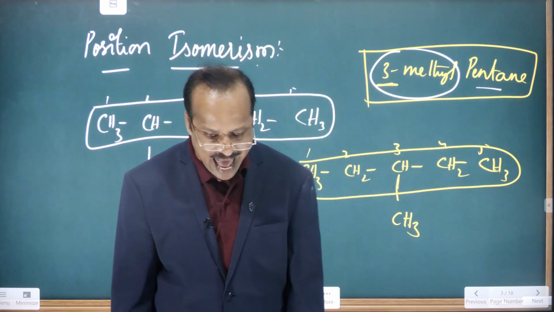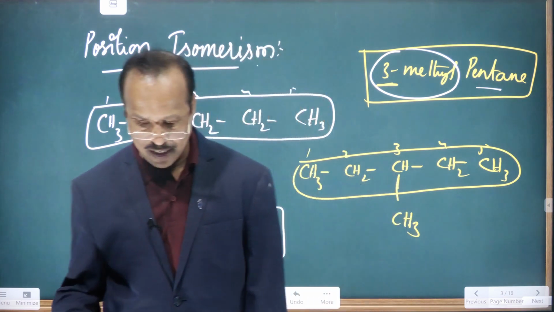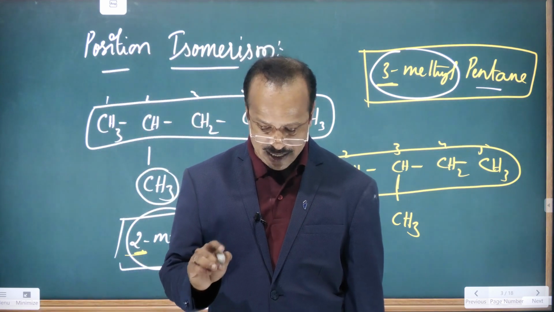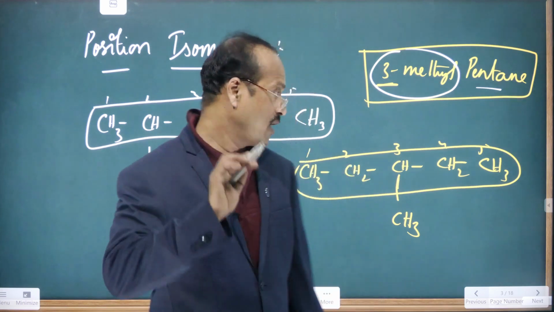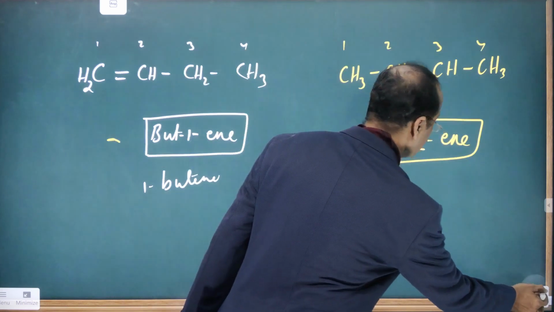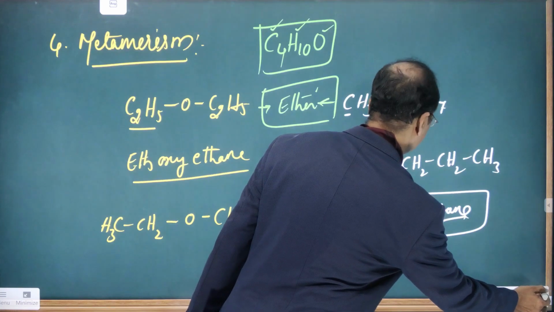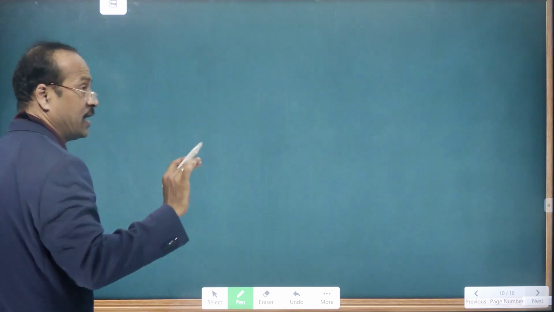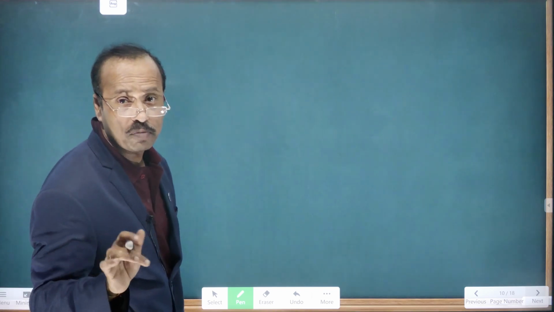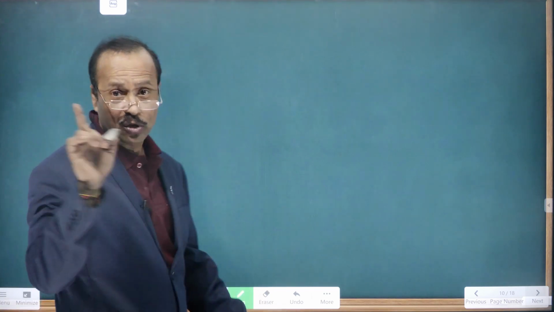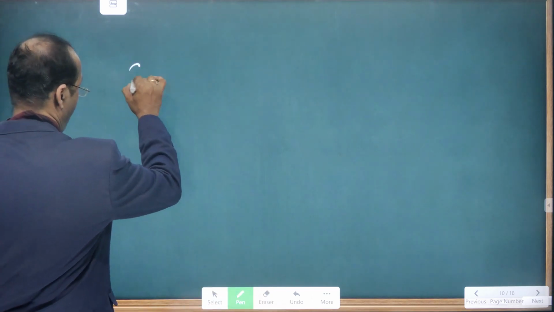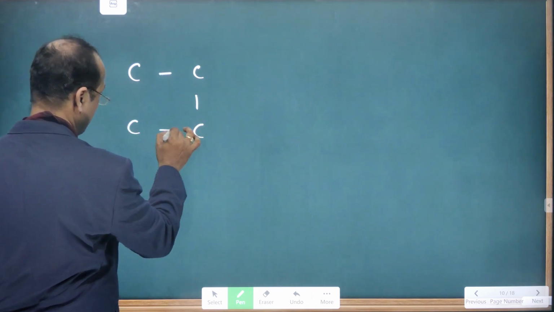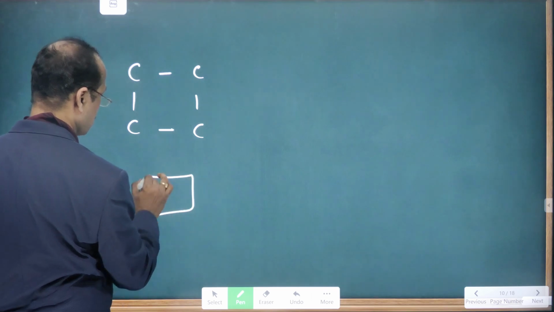Fourth question: alkenes are isomeric with, alkynes no, cycloalkanes, right? How is it cycloalkanes? Now see. For example, I will take butane, okay? I'll take cyclobutane. But means what? 4 carbons. But cyclo means what? Closed structure, right? So 1, 2, 3, 4. 1 bond, 2 bonds, 3 bonds, 4 bonds. So this is the structure, okay?